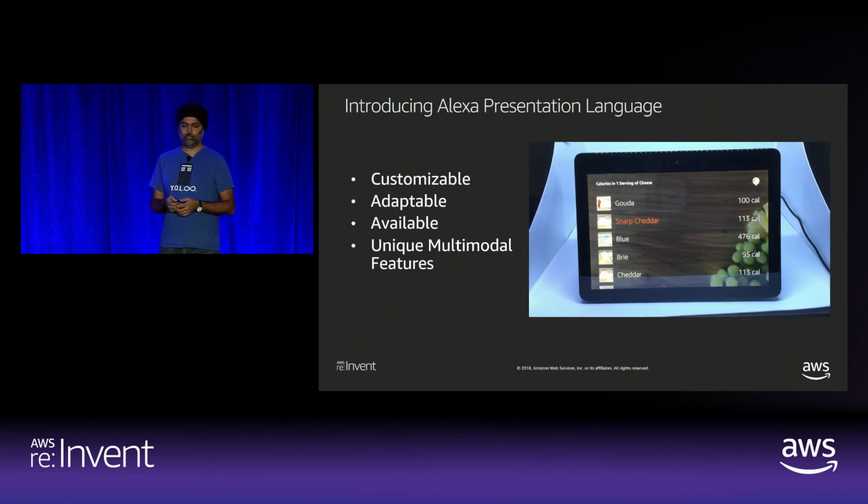Gouda, sharp cheddar, blue, brie, cheddar, parm. Yes, those are cheeses. All I did was take one of our APL samples and enable this experience on it. Adding this functionality took about 15 minutes of work. Might take longer if it's your first time with APL.